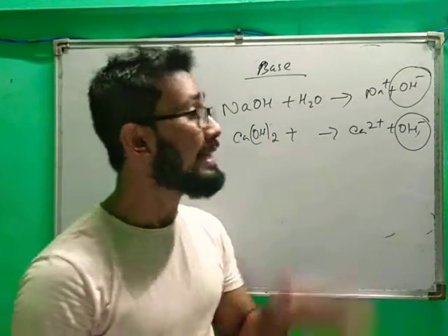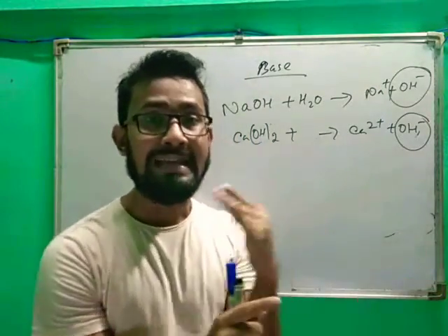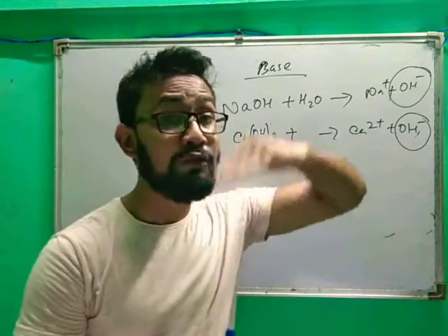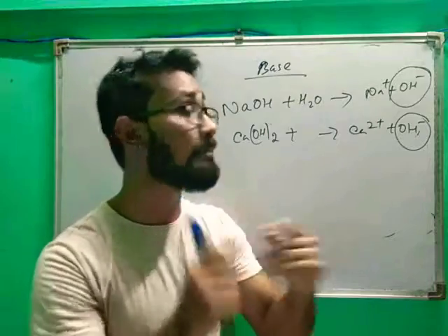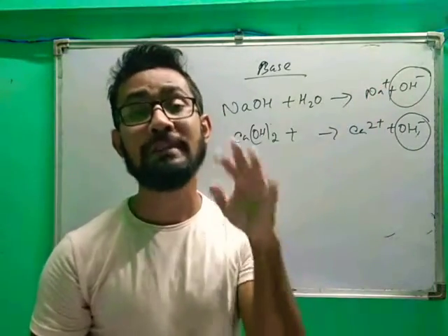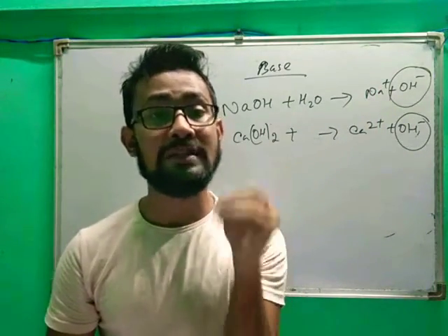Very important thing, base produces OH minus ion and acid produces H plus ion. Acid shows acidic character because of H plus and base shows basic character because of OH minus ion. OH minus is known as hydroxide ion.